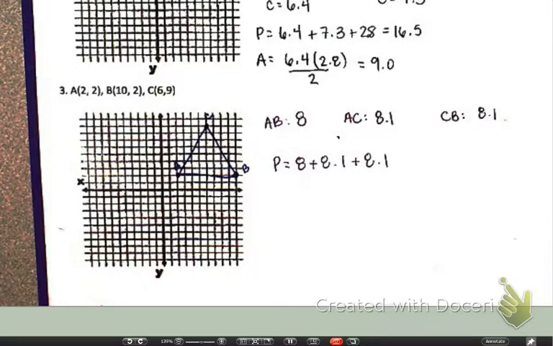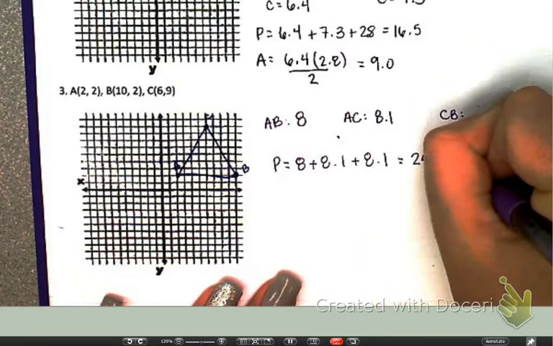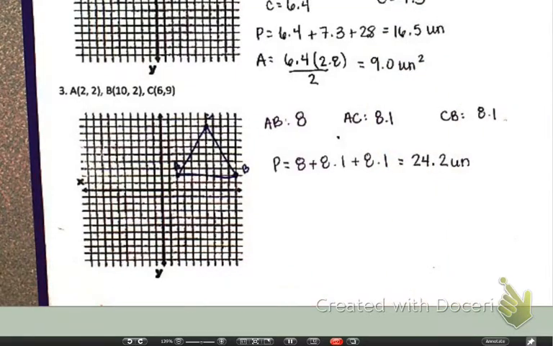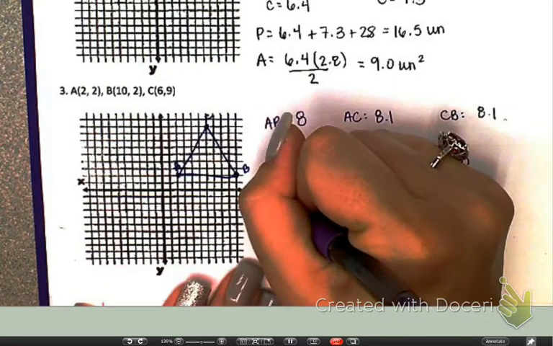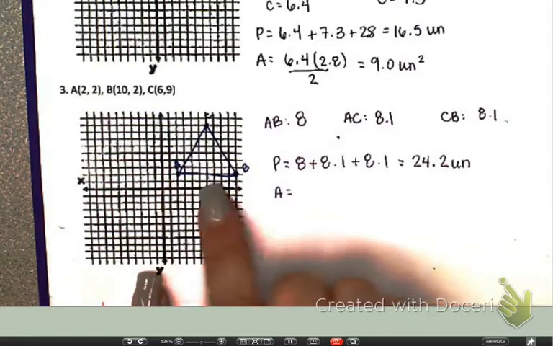And what do you get? 24.2. We forgot to add our units up here. I'm going to fill those in. Okay, and for area, let's think about area for a second. I need a base and a height. Who can tell me what the base is going to be? 8. We agree that it's 8.